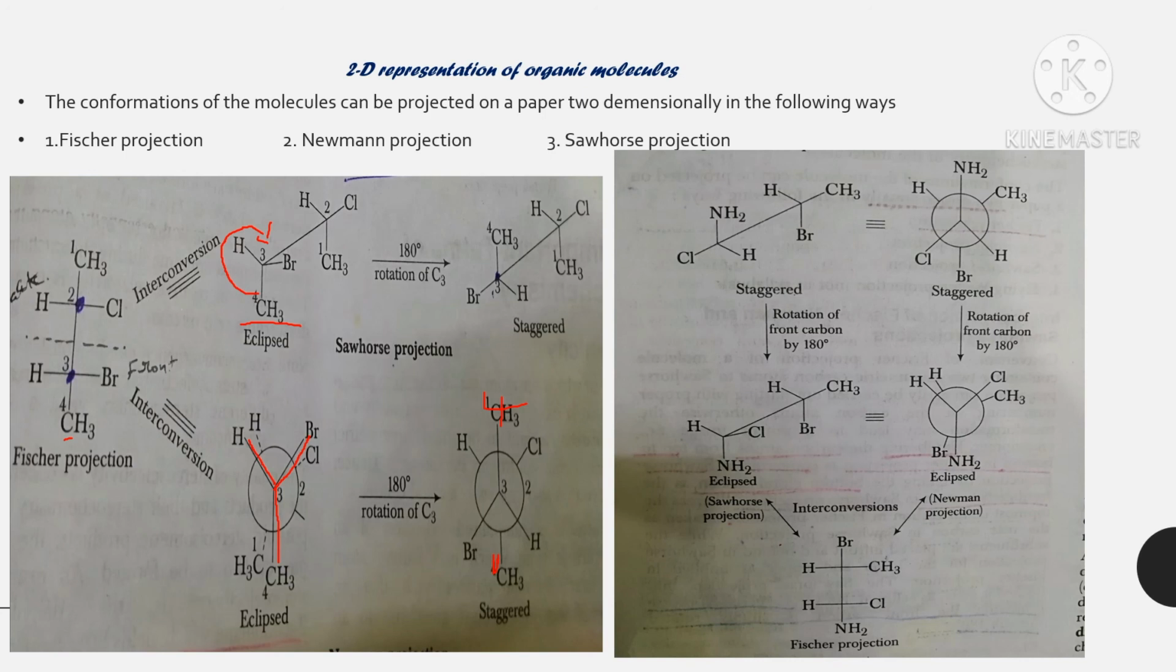Like that, first we write in the Fischer projection, then the Sawhorse projection and Newman projection. When we are writing, first we should give the numbering from top to bottom, then it is converted into the remaining projections.